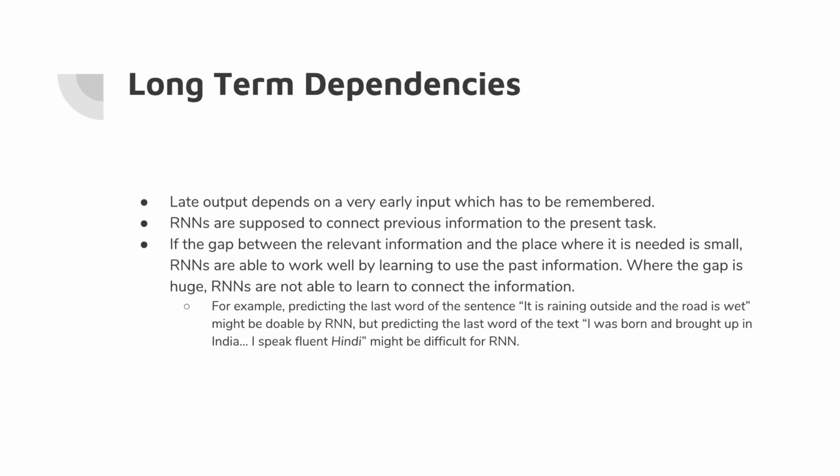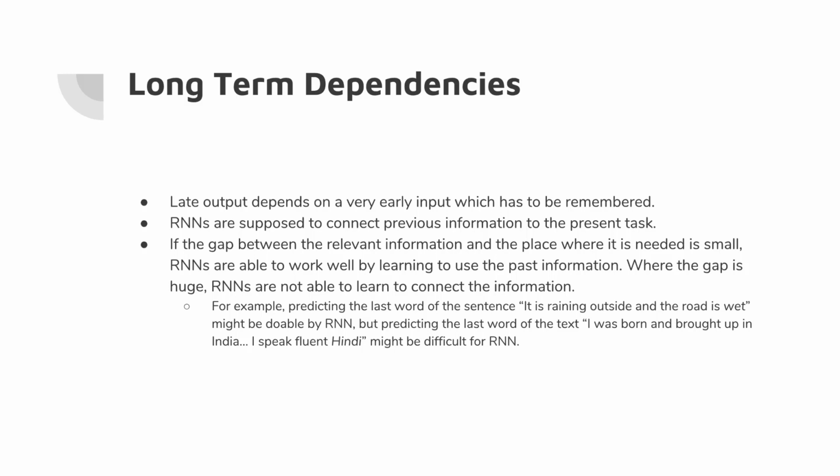Sometimes we say a sentence where the context is very clear. For example, it is raining outside and the road is wet. The last word, wet, is pretty obvious, because you know that if it's raining outside, then definitely the road has to be wet. So there is a very little gap between the previous context of the sentence and the last word. We're talking about the rainy weather, so it is pretty obvious, and hence the gap is pretty small.